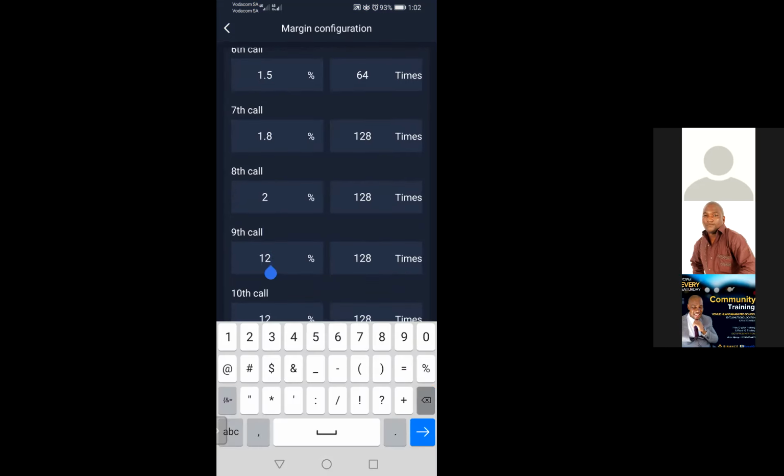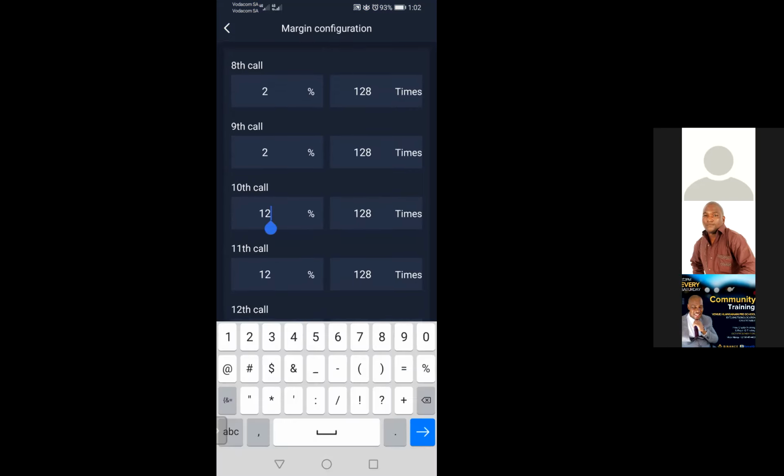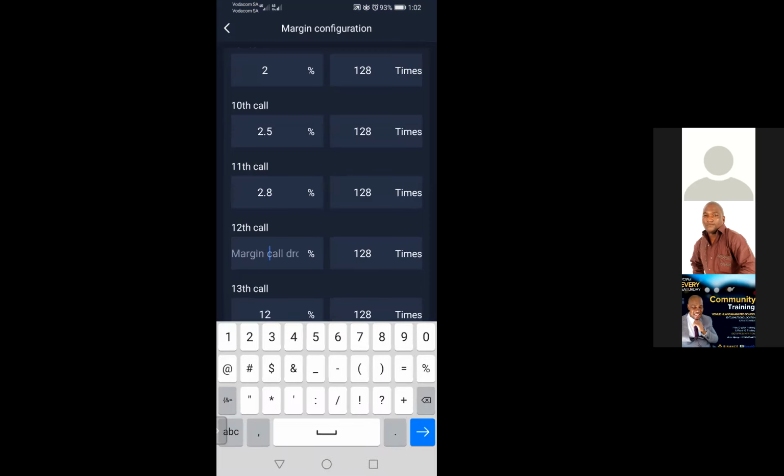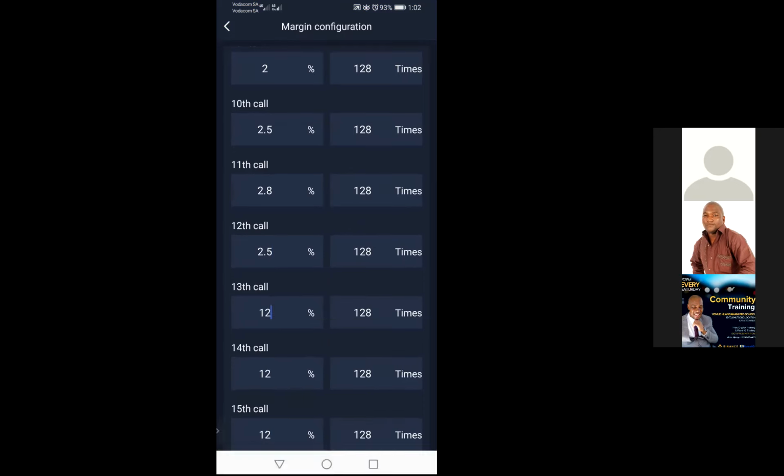10 is 2.5. 11 is 2.8. 12 is 2.5 again. 13 is 5. And then 14 is 8.